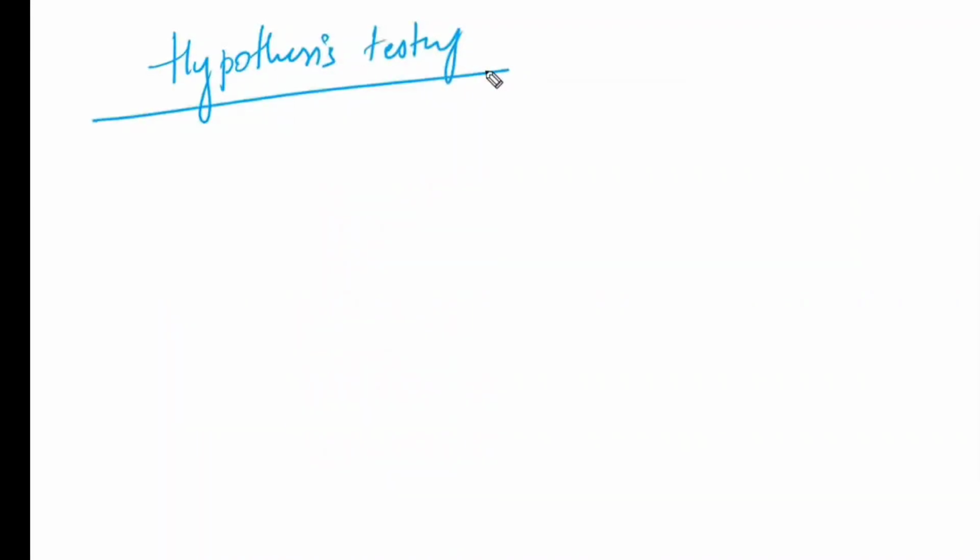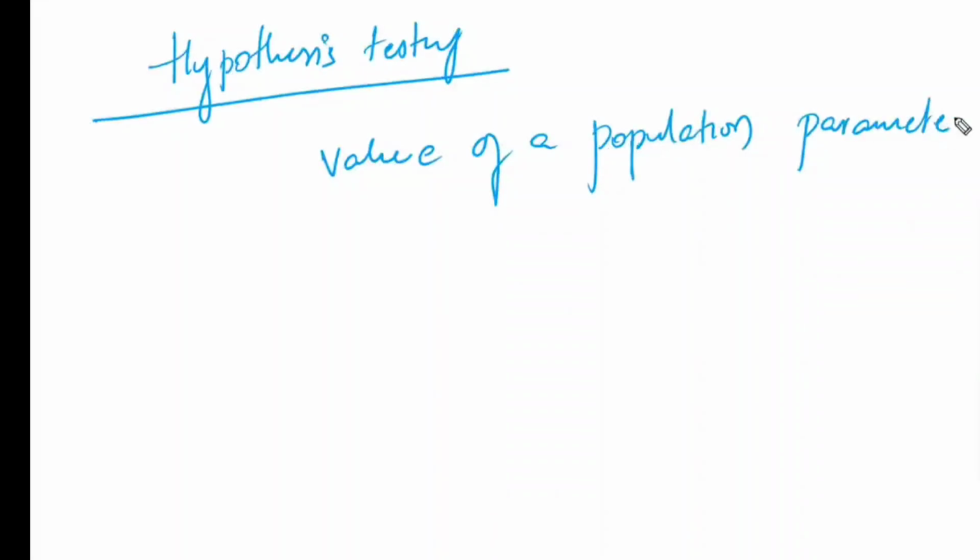So, here we are going to do the hypothesis testing. Hypothesis testing means nothing but estimating the value of a population parameter. You have to estimate the value of a population parameter based on the sample, and based on that, you have to accept or reject.